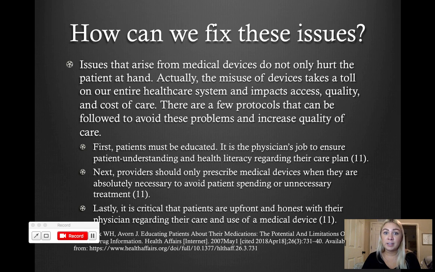Next, providers should make sure to only prescribe medical devices when they're absolutely necessary. As we know, they're very expensive and they're invasive, and by doing this, patients can avoid unnecessary treatment that they don't really need, or spending money that they don't need to spend.